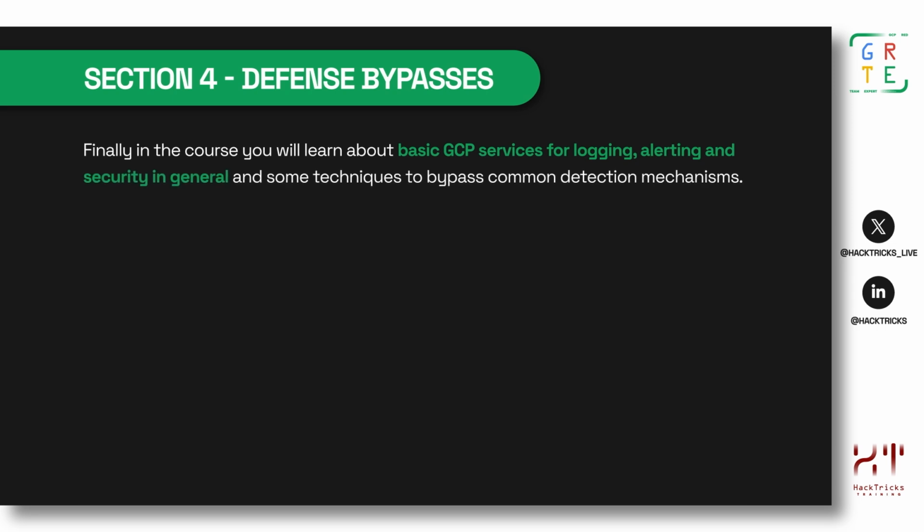And finally, in the last section of the course, Defenses Bypasses, we are going to start learning basic GCP services for logging, alerting, and security in general. And then we are going to see some techniques in order to bypass common detection mechanisms inside GCP. As a red team person, I find this section very, very interesting because, of course, in order to not get detected in a cloud, knowing the vast amount of logs they might be generating, you need to understand the potential behaviors they might be looking for in order to avoid them and still perform a successful red team assessment over, in this case, the GCP cloud.